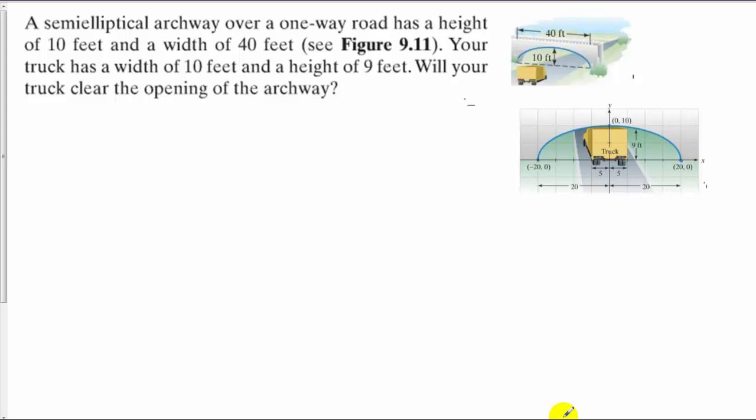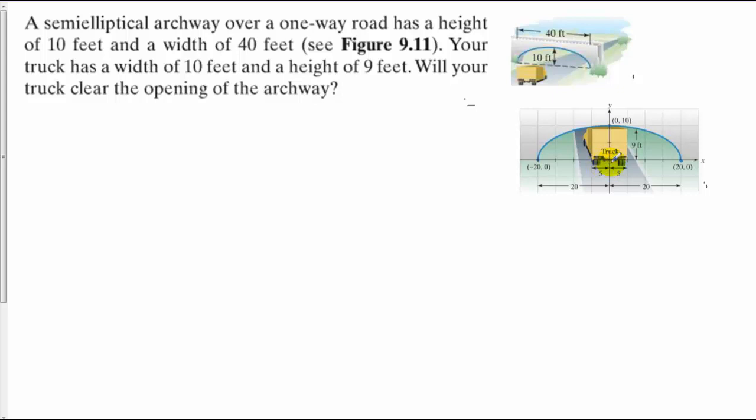In our last example, we've got an application problem that we're going to use. It talks about a truck going under an elliptical tunnel, and we know that the height of that tunnel is 10 feet and the width is 40 feet, and your truck is 10 feet wide and 9 feet high. You want to know if it's going to fit under the archway. So what I like to do on these problems is I like to center the truck in the middle of the tunnel and call the middle of the tunnel on the road basically your center point.